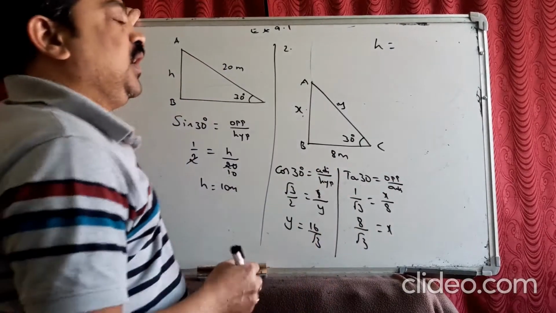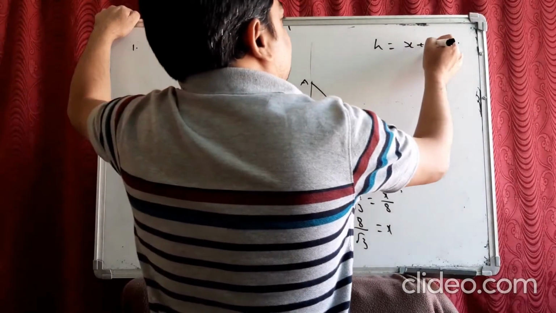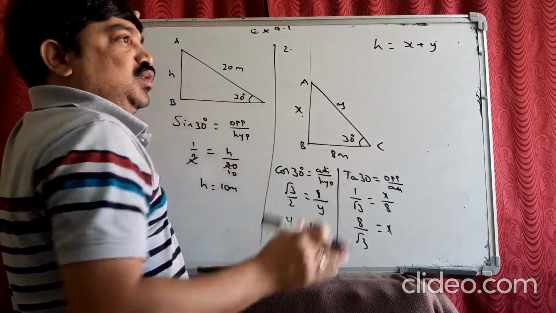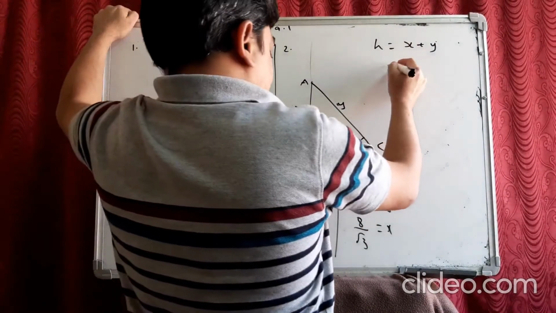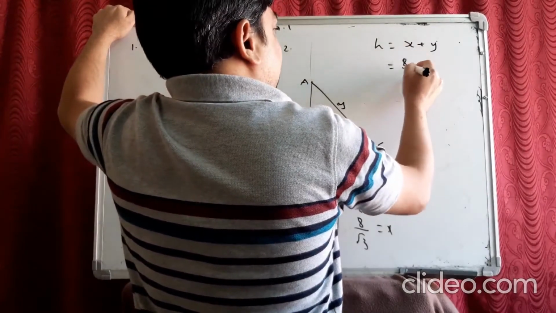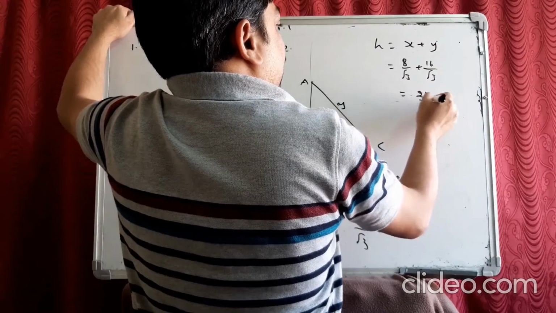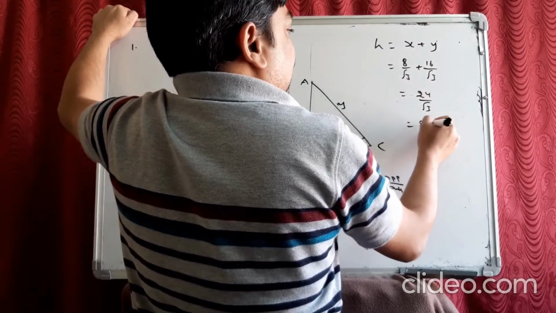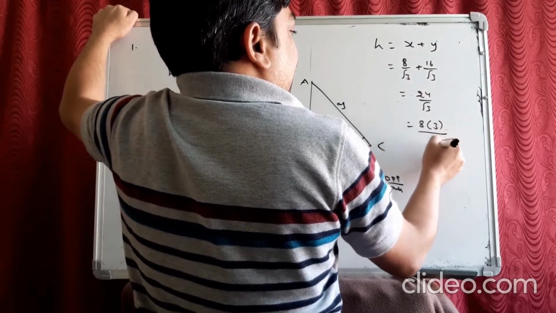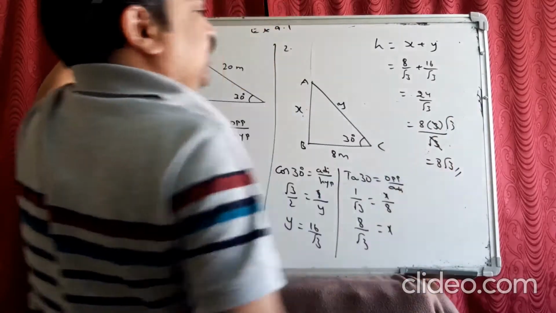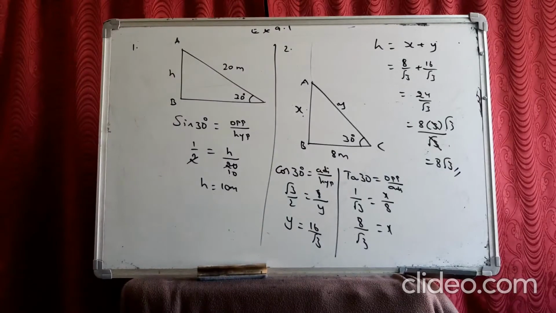Now, the height of the tree will be x plus y because this is a tree and this is also a broken part of the tree. So total height will be x plus y, that is 8 by root 3 plus 16 by root 3, which is 24 by root 3. You can still simplify it. You can write it as 8 into 3 by root 3. So it becomes 8 root 3. So the height of the tree is 8 root 3.